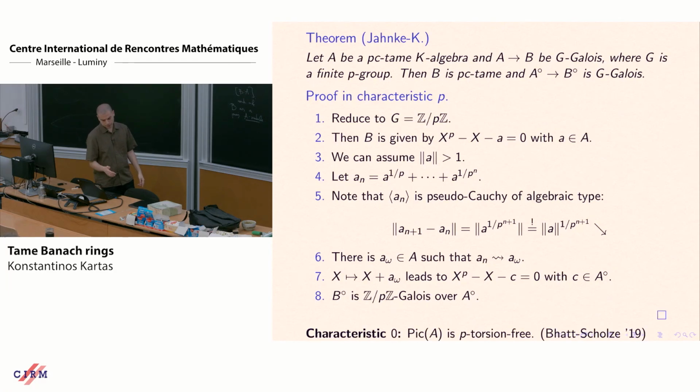And in characteristic 0, somehow, for some reason, you have to use something which is not at all trivial, which is that the Picard group of A is p-torsion free, and that allows you essentially to get a global equation. So there are some local to global issues in characteristic 0 that you have to deal with, which are essentially addressed by this result of Bhatt and Scholze.